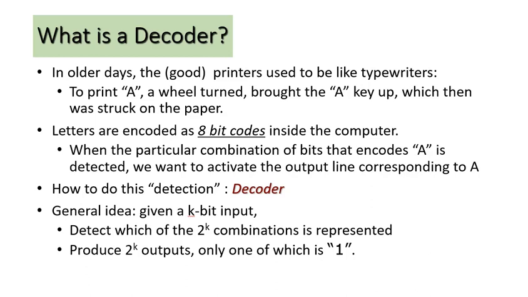So as a general idea, what we can say is that given a k-bit input, to detect which of the 2 to the power k combinations is represented, what we do is we produce the 2 to the power k outputs, and only one of which is equal to 1 will give us the right answer. So this is the general idea of a decoder.